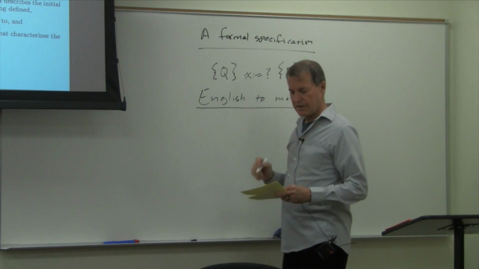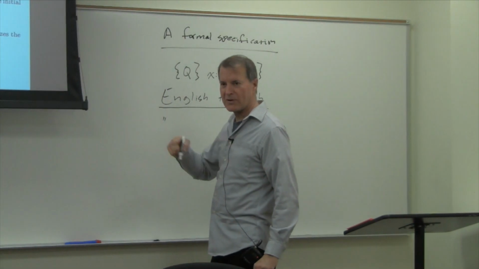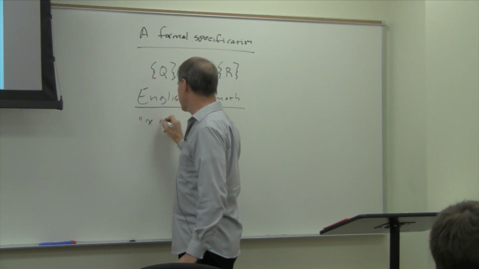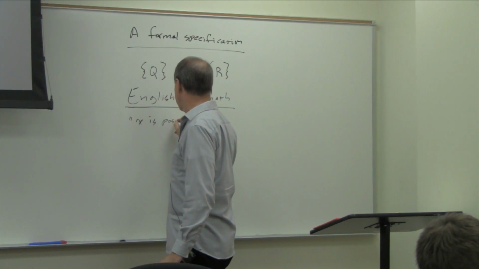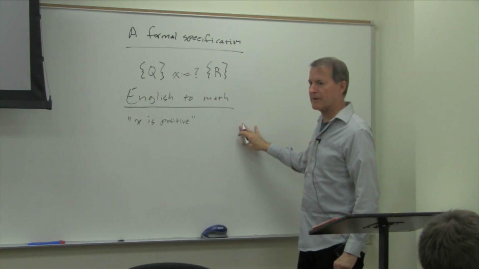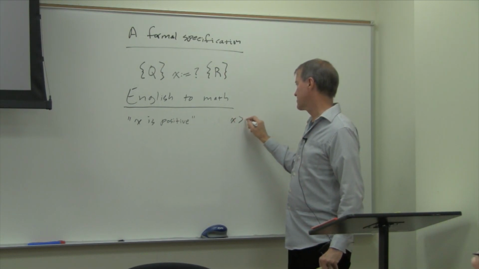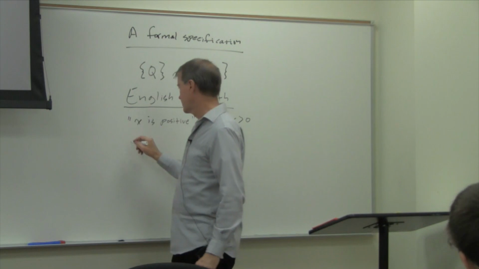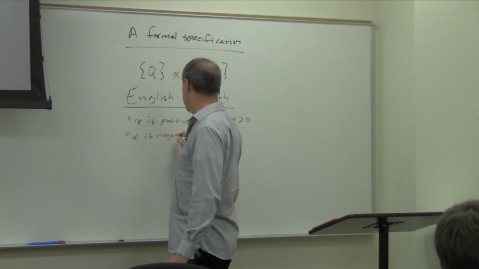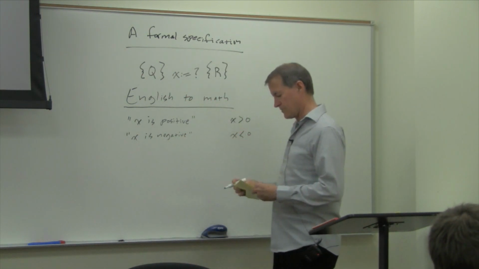So now, how would we say this? I'm going to write English, and you tell me how to write this formally. We'll go around the room. X is positive. So Ben, how would you write that mathematically? X is greater than 0. Yes. Kyle, X is negative. X is less than 0. Yes, X is less than 0.